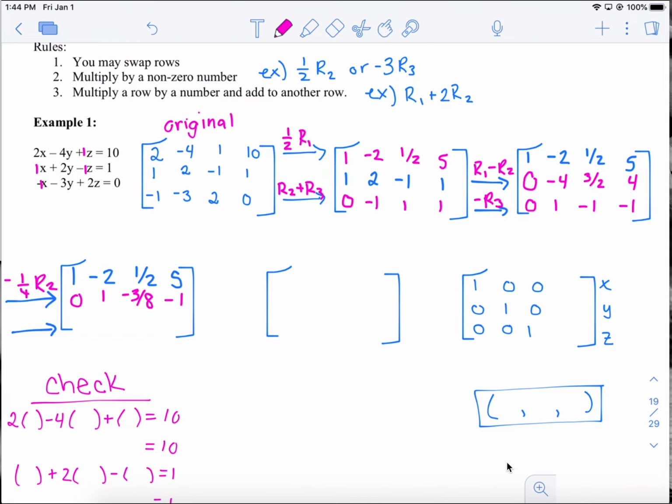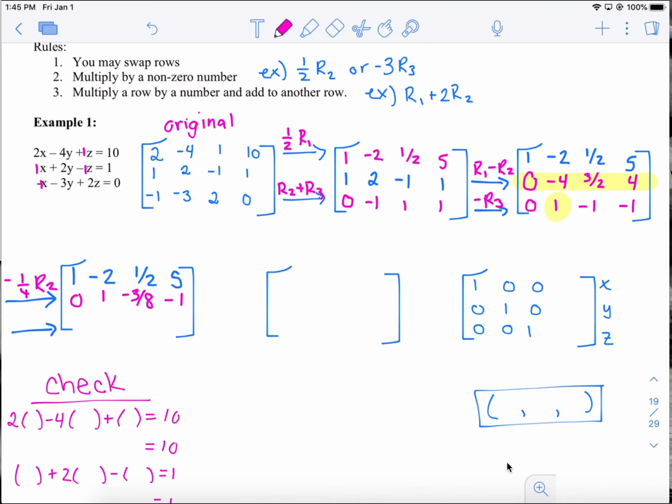Next goal is to get rid of this bottom number and turn it into a 0. I have a couple different ways I can do that. I don't want to mess with row 1 because that has the 1 up here, and that's going to take away my 0. I don't want to take away my 0. So I'm going to have to do something with my middle row 2 that I had originally. Well, I can use that 1/4, but because it's a negative right now, if I add it, I could get rid of that.